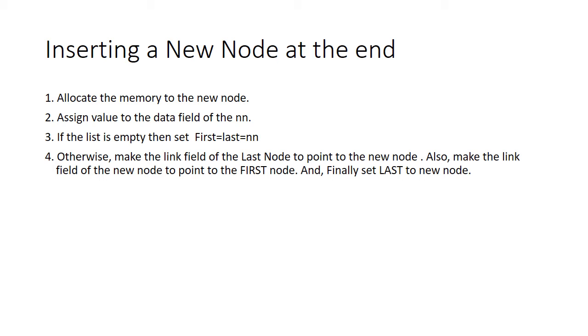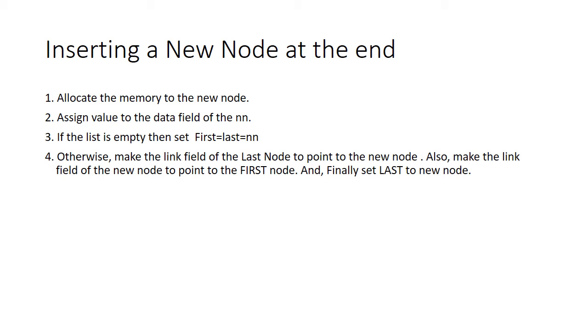Otherwise, previously when I inserted the element at the front, the new node's pointer field pointed to first, the last node's pointer field pointed to the new node, and the new node became first. But now I am creating a new node here, and I would like to insert the node at the last. Therefore, what should I do? The last node's pointer field will point to the new node. The new node's pointer field will point to first, and this new node will become last.